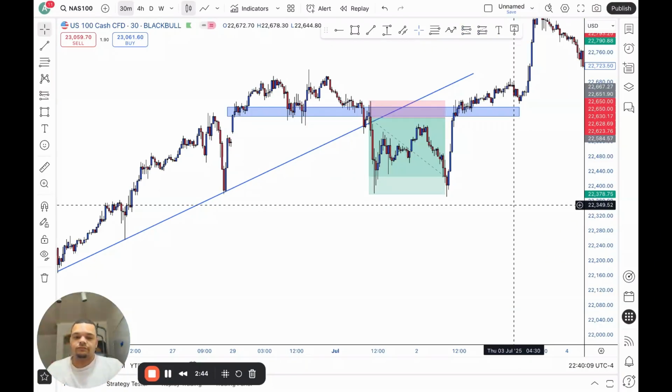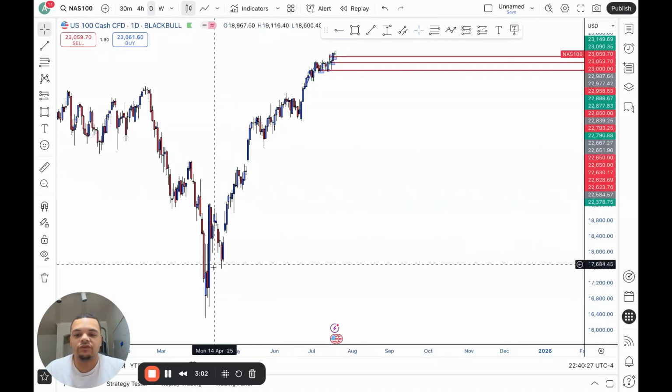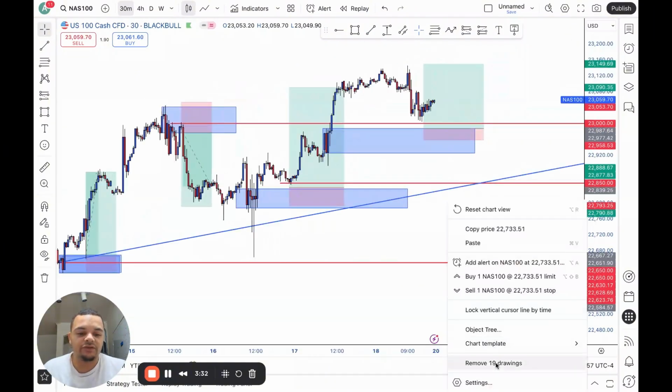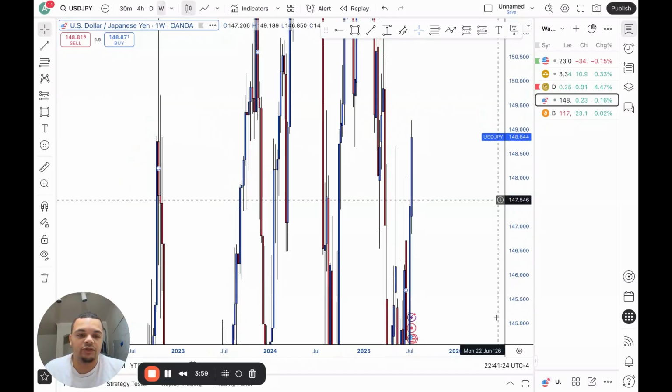Okay. This is the trade I'm in. We broke the trend line right here. We've been buying all week. More buys. Let me clear this up and give a different pair. We can do UJ. Let's break it down.